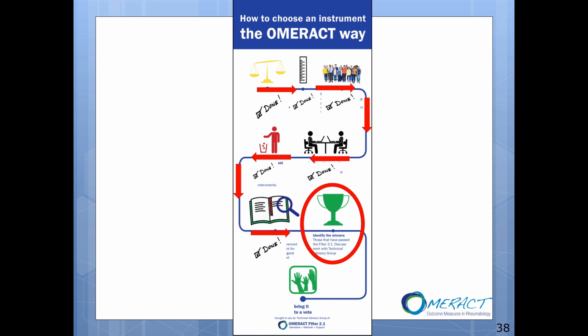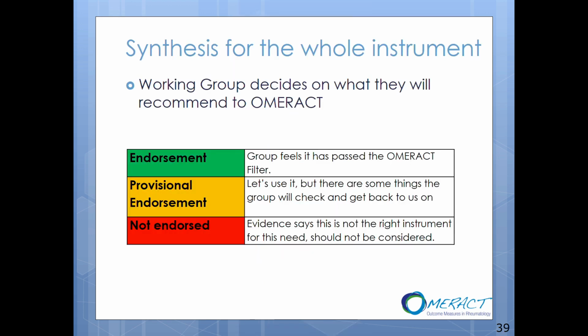So we're moving all the way through our process now. You've done your literature review, you have it all compiled, and now we have to decide if that instrument has passed the filter. So at this stage we ask working groups to decide what they're going to be recommending to the OMERACT community. A green means a full endorsement, a full slate of green across each of the measurement properties, and means that this instrument has clearly passed the OMERACT filter.